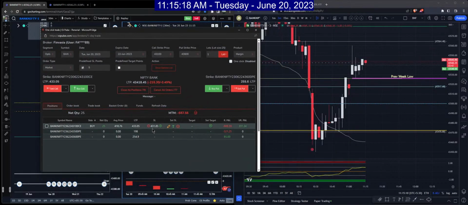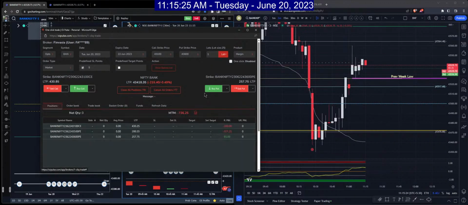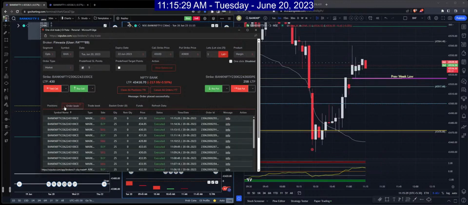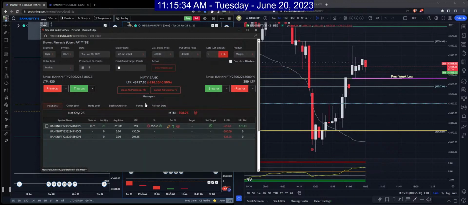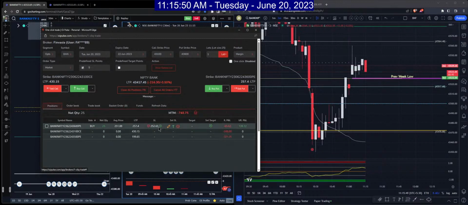Okay, so this is my SL and it again got hit. So 434 to 431. That is hinting that I am looking at things differently. So refresh my buy price, date and time, 245, 257. So I bought a 43,600 put at 257.